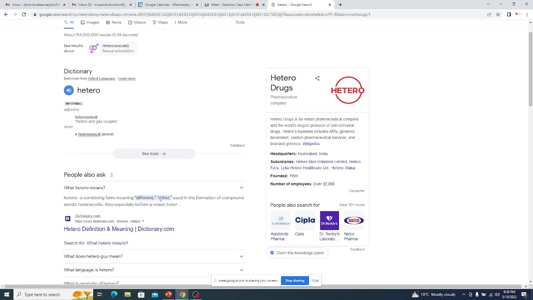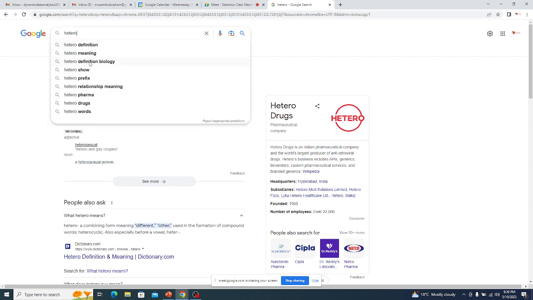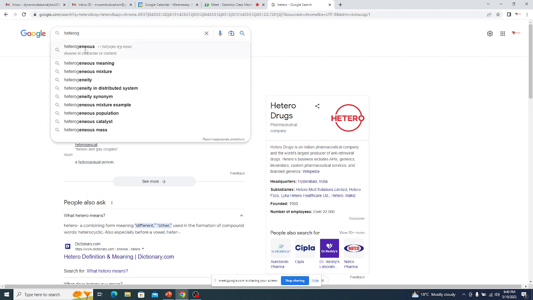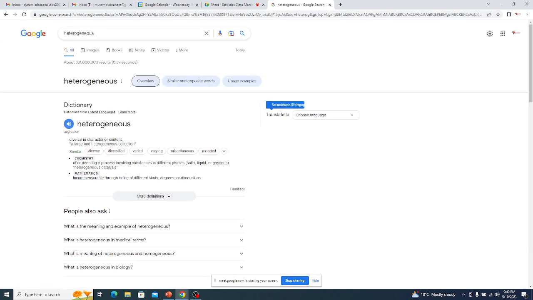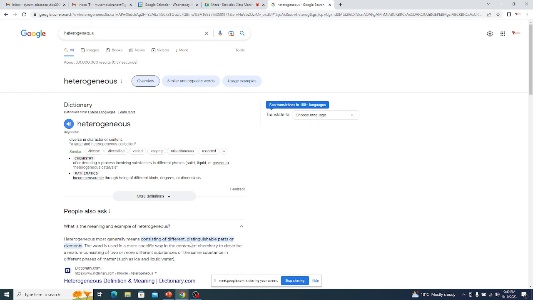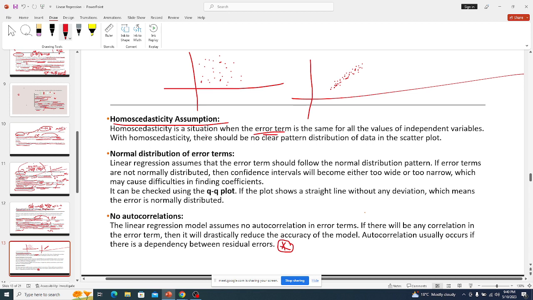Hetero, combining different. Okay, so different, right? Like if we say hetero, heterogeneous, diverse in character. Consisting of different. So hetero meaning that is different. Okay, so then hetero is the opposite of homoscedasticity.